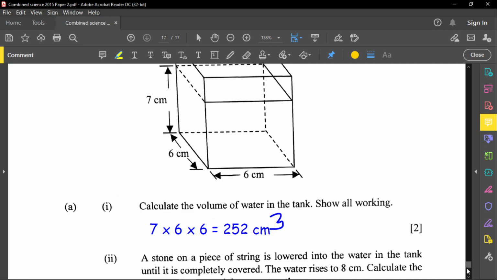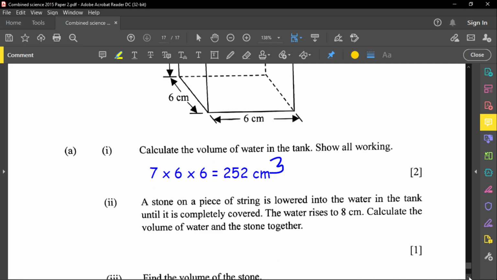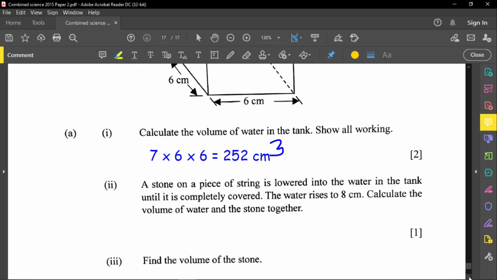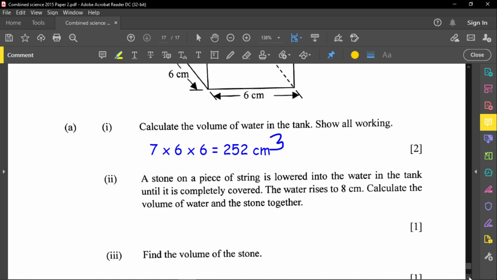All right. Now let's jump on to the next question. A stone on a piece of string is lowered into the water in the tank until it's completely covered. The water rises to 8 centimeters. Calculate the volume of water and the stone. So now the height has changed from 7 to 8. And so we're going to calculate that now.